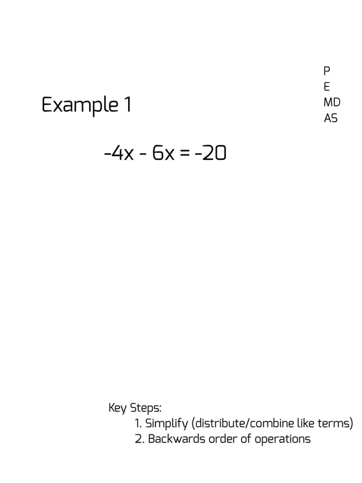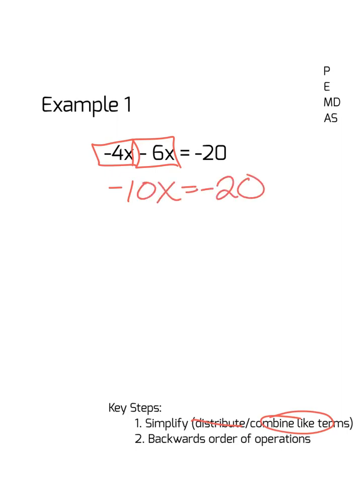Example 1, negative 4x minus 6x equals negative 20. So I'm going to first simplify. I don't see distributing possible because there's no parentheses. So I'm going to combine like terms. So I have negative 4x and negative 6x, and together they make negative 10x equals negative 20. I'm going to bring down.